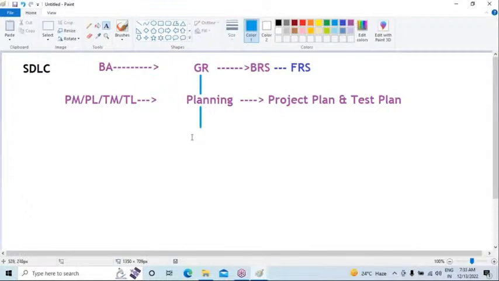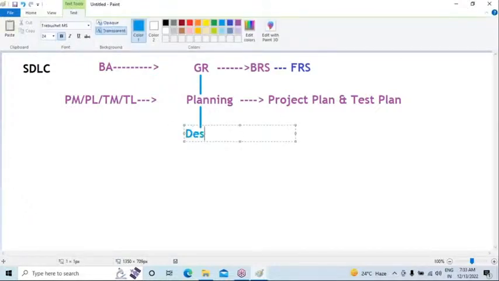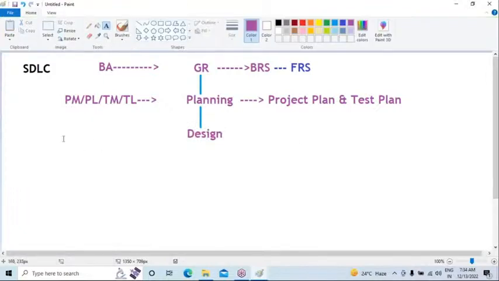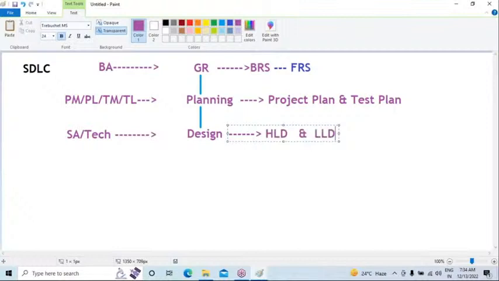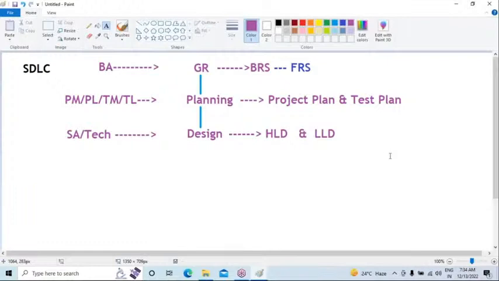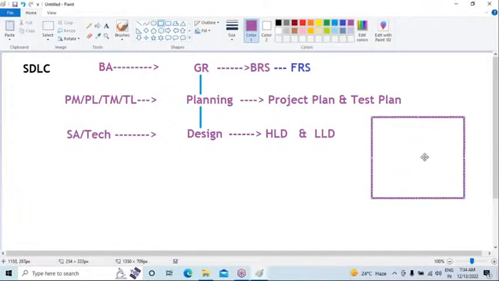So here we are moving to the design phase. In this design phase, who are the people involved? The senior architects or the technical people are involved in the design. They are preparing the high level design and the low level design for the project. So what is meant by high level design? The high level design is nothing but the entire architecture of the application.